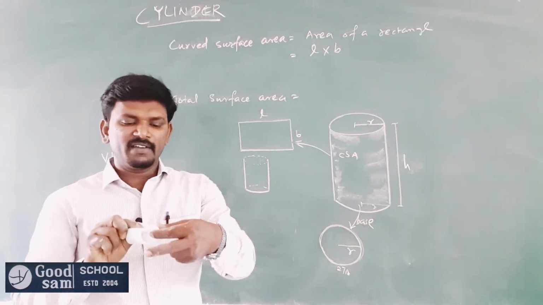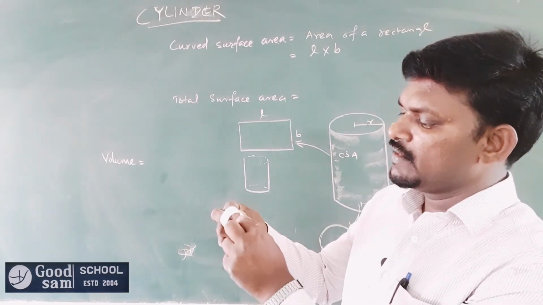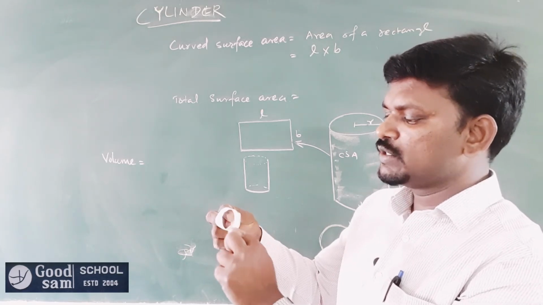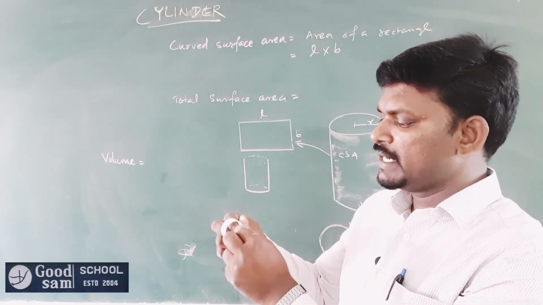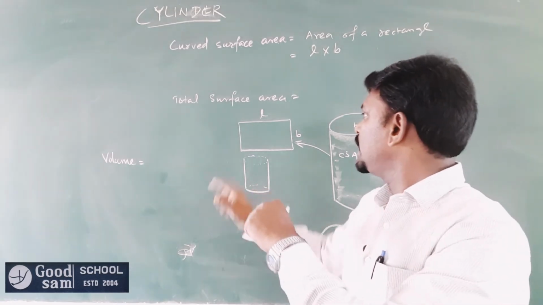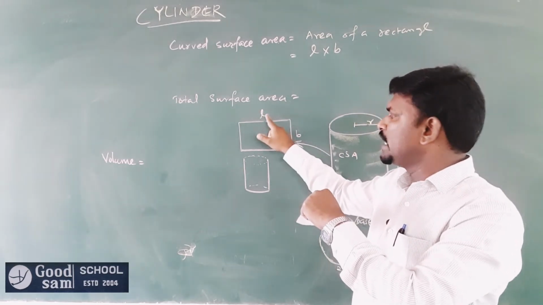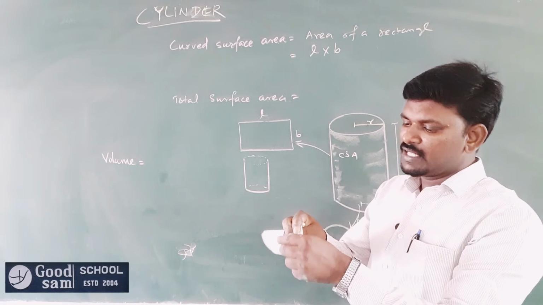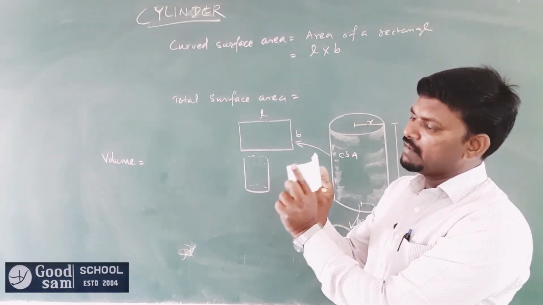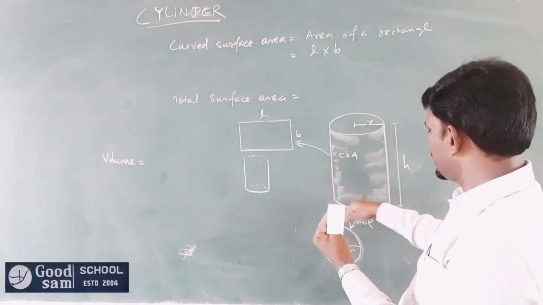Okay. See here, it looks like a circle, radius r. So the circumference is 2πr. But when it is opened, the 2πr becomes the length of a rectangle. This is the length of the rectangle. When we make a cylinder, the length becomes the base circumference.